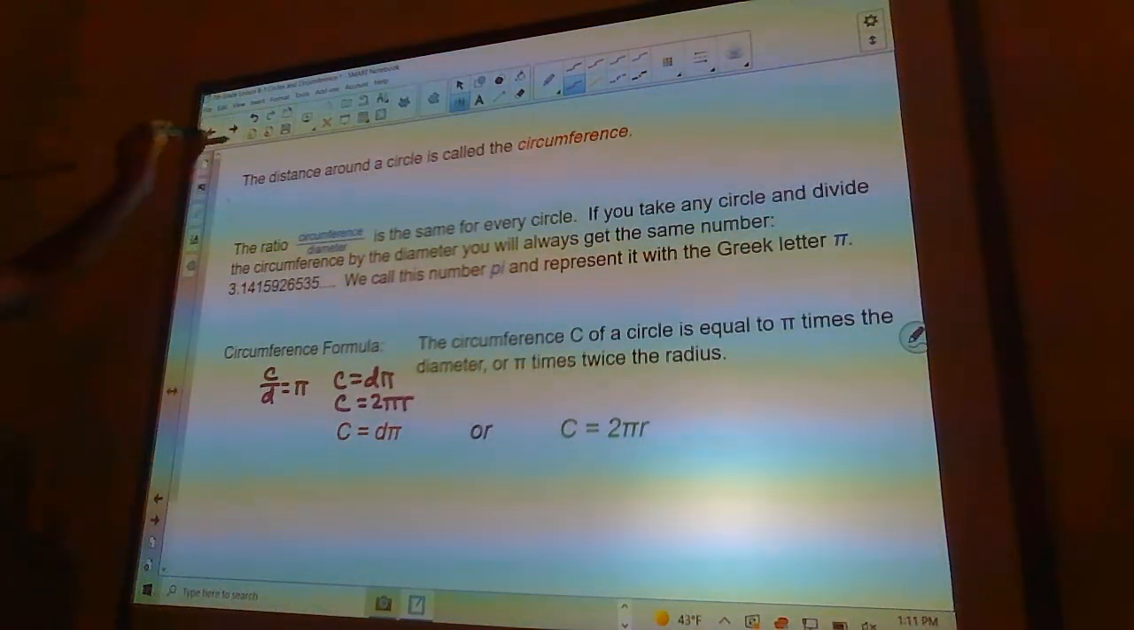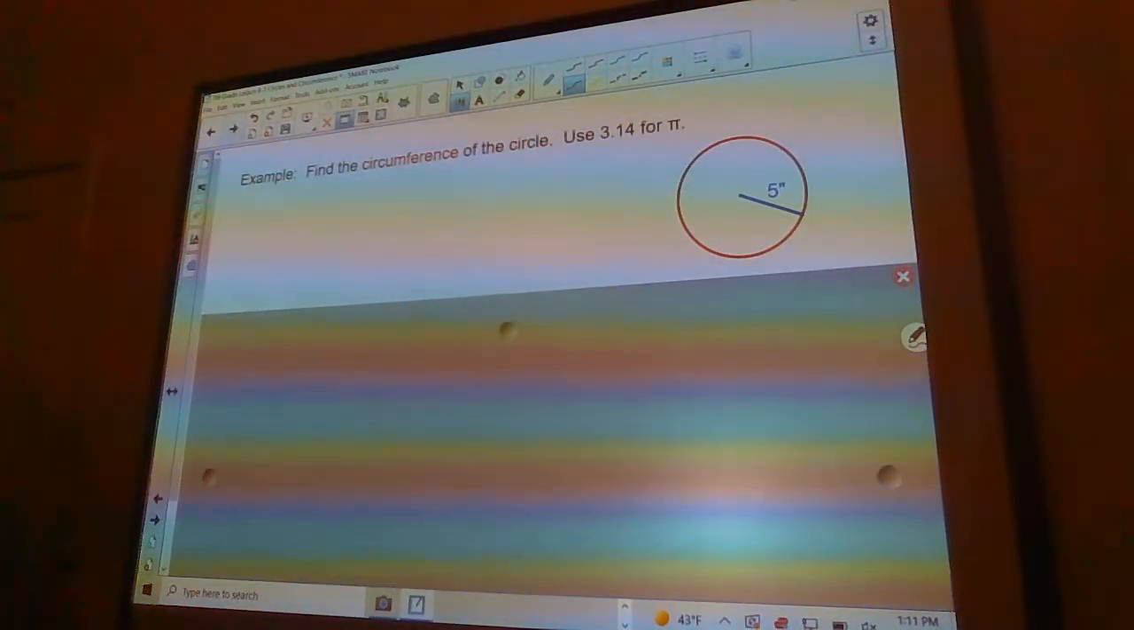Okay, I would know that formula. Definitely want to know that formula. So, find the circumference of the circle.